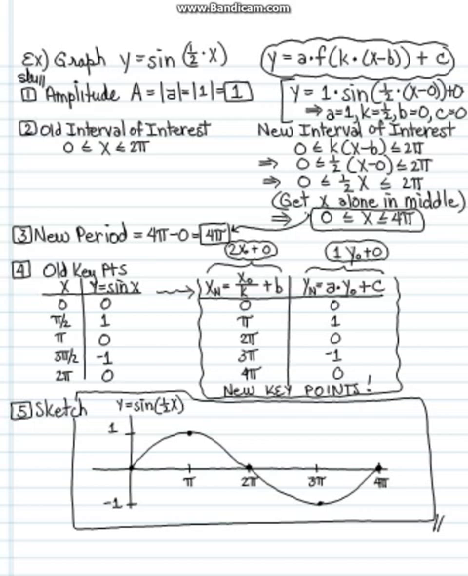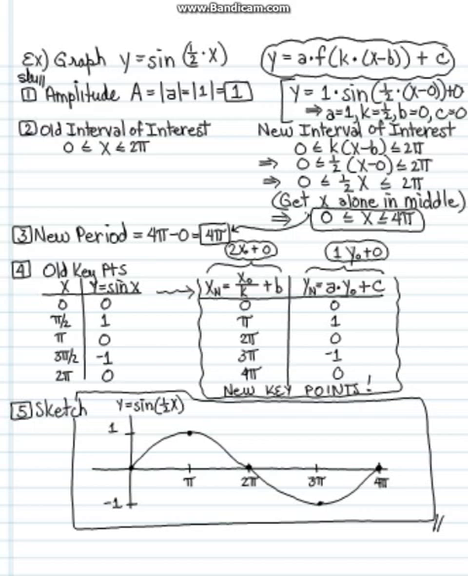I got 0. Take the next old value, pi over 2. Multiply that by 2 and add 0, you get pi. Take the next old value, x equals pi. Multiply that by 2, add 0, we get 2 pi. And similarly, we get 3 pi and 4 pi. Then for the y partners, you take the old y partner, multiply it by a, which is 1, add c, which is 0, and you get 0, 1, 0, negative 1, 0. Those are our new ordered pair key points.